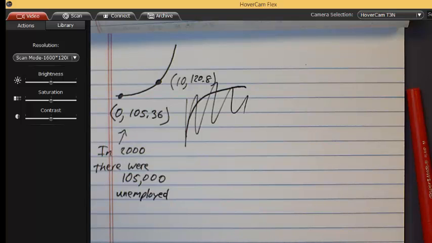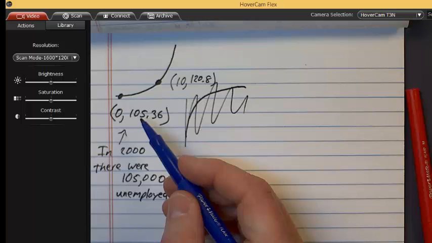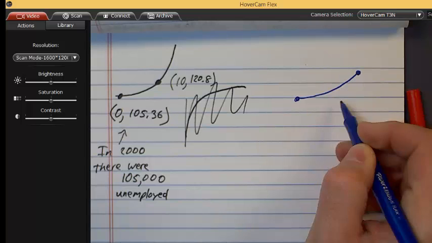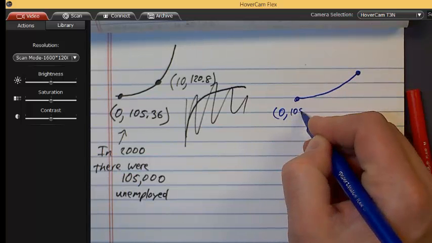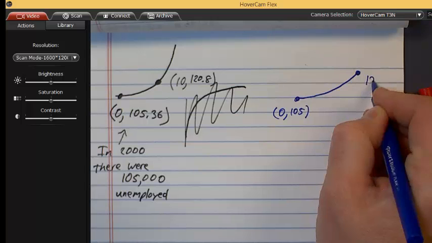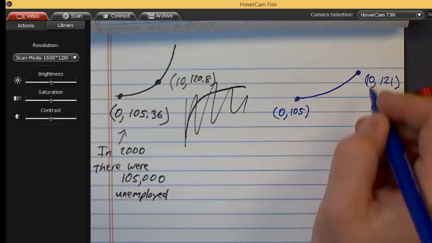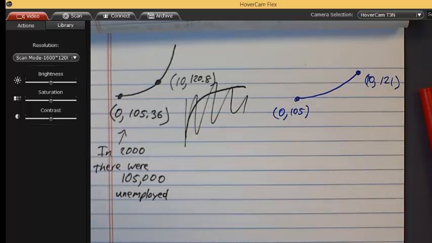Now, would you say that the number of unemployed has been increasing for that entire 10-year period? From the picture, it looks like it, right? I mean, all I'm really doing, if I can redraw it again, is talking about this kind of picture, right? 0, 105, and then 10, and almost 121, right? That's the picture. It's been increasing.